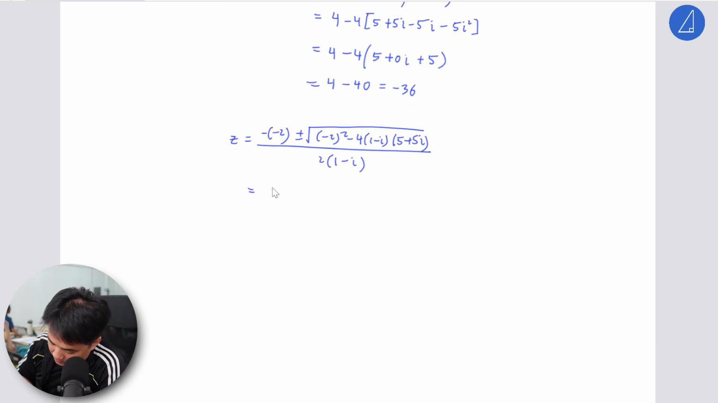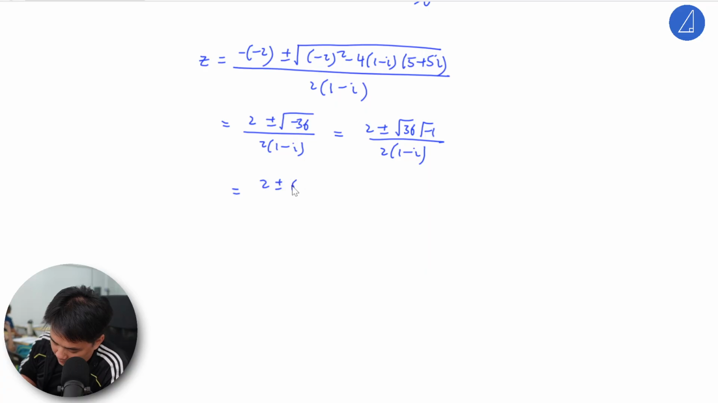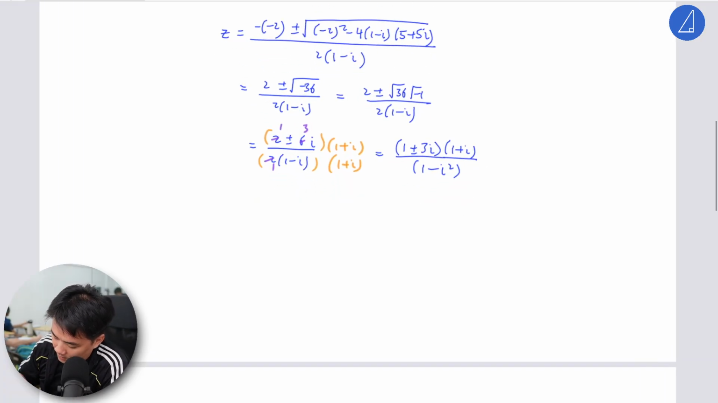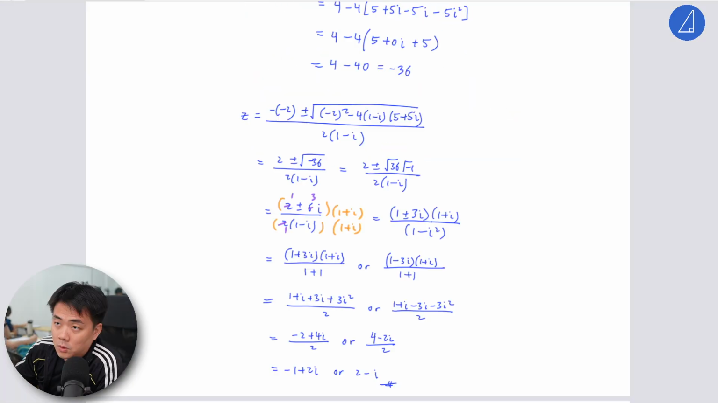So this will be minus 2 plus minus root of negative 36, over 2 times 1 minus i. That will be 2 plus minus root 36, which is 6i. The 2 I'll leave outside. That'll be 2 plus minus 6i over 2 times 1 minus i. What you can do is multiply by the conjugate of the complex number below. Obviously we can cancel these out also, 2, 1 and 3. There you go, done. Expand everything. So that should be the answer.